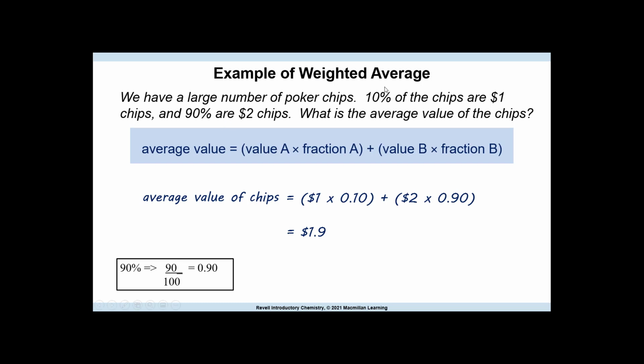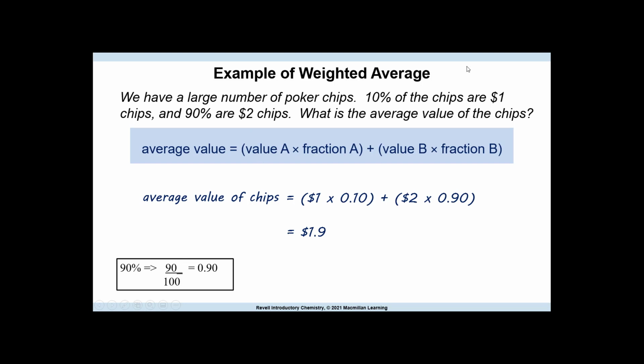Meaning that you have two different types of poker chips. 10% of the chips are worth $1, and 90% of the chips are worth $2. But you want to know the average value between these two, and that's based on how many you have. So here is the general formula, and you're going to use this general formula when we start working with isotopes. But here's a perfect example of how to do it with chips.